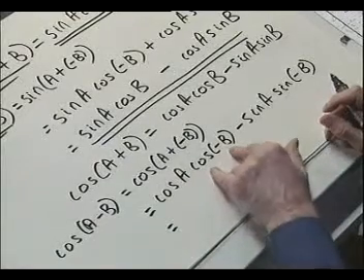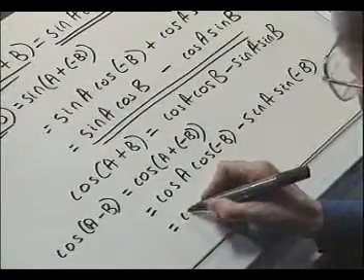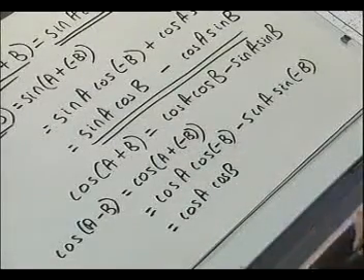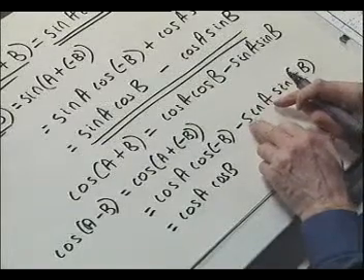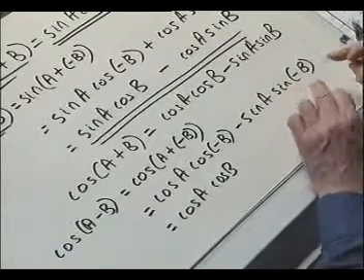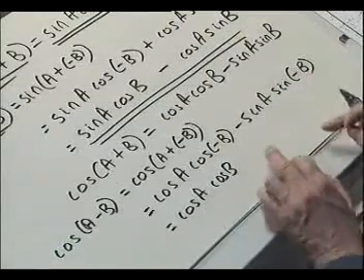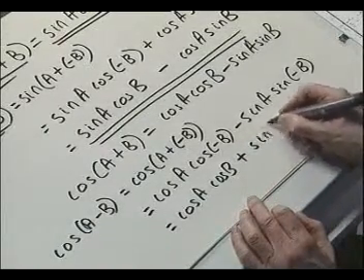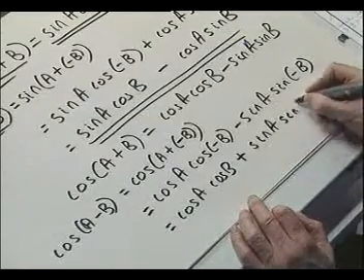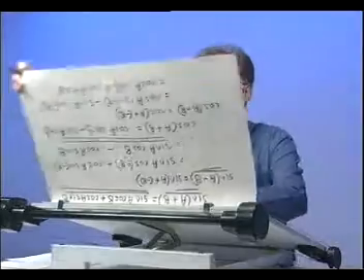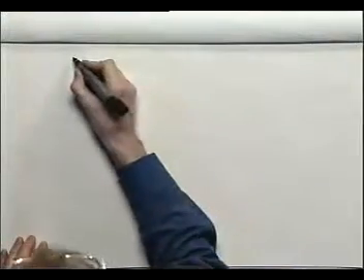Now the cos of minus B is just cos B, so we have cos A, cos B, and then we have minus sine A times sine of minus B. But the sine of minus B is minus sine B, so we have 2 minus signs together giving us a plus sign. Plus sine A, sine B. So we've now got 4 addition formulae.